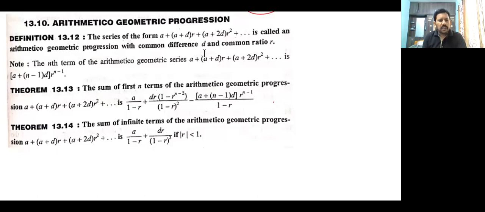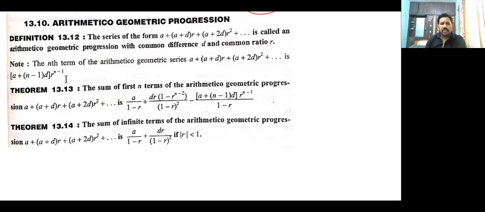And how to find nth term of the AGP series, that means arithmetic geometric series. This is nth term formula: a plus n minus 1 into d into r power n minus 1.